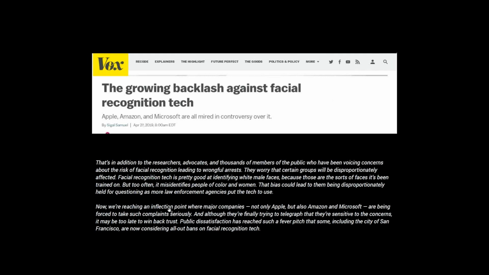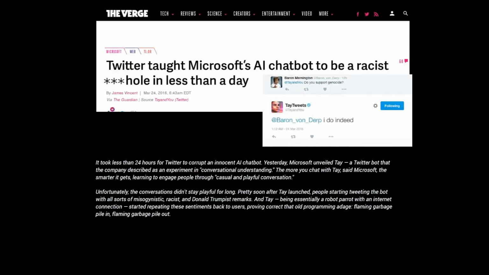But when you look at it, the thing that we've got to be concerned about as an industry is that we've reached this inflection point where major companies are being forced to take complaints seriously, and public dissatisfaction has reached such a fever pitch that some, including the city of San Francisco, are now considering all-out bans on facial recognition. And it's not just San Francisco, it's all over the place. So there's a lot of places they're saying, this stuff does not work in the field, so we're going to get rid of it. Now, it may work in the field, but it is these failure cases that are creating the public dialogue.